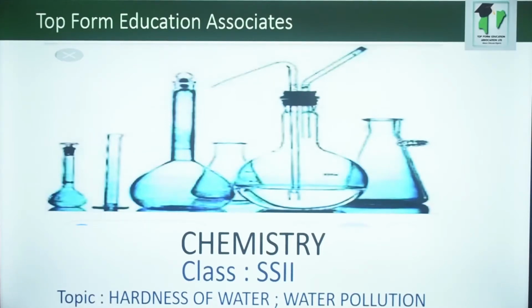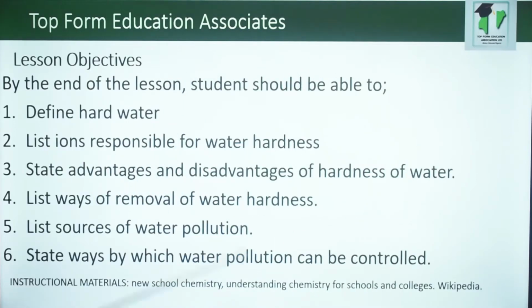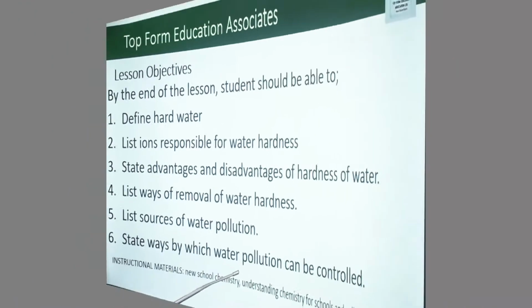I'm taking on the subject chemistry and the topic hardness of water and water pollution. By the end of this lesson, the students should be able to define hard water, list ions responsible for water hardness, state advantages and disadvantages of hardness of water, list ways of removal of water hardness, list sources of water pollution, and state ways by which water pollution can be controlled.